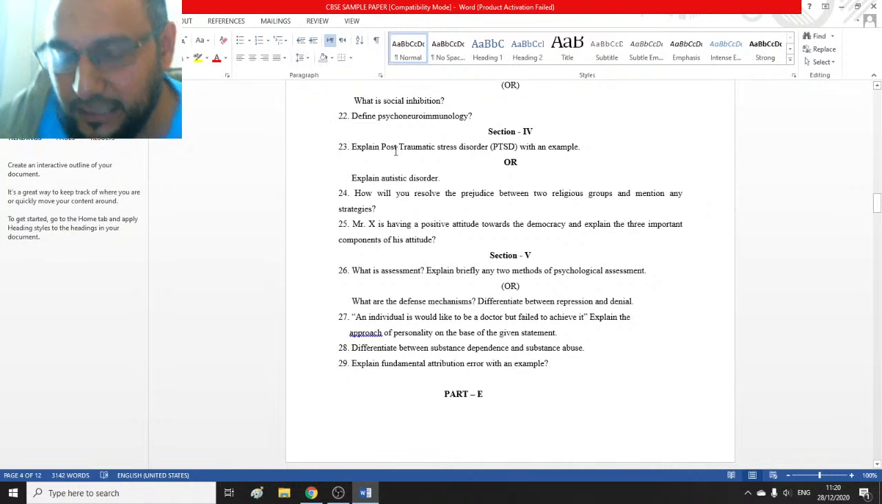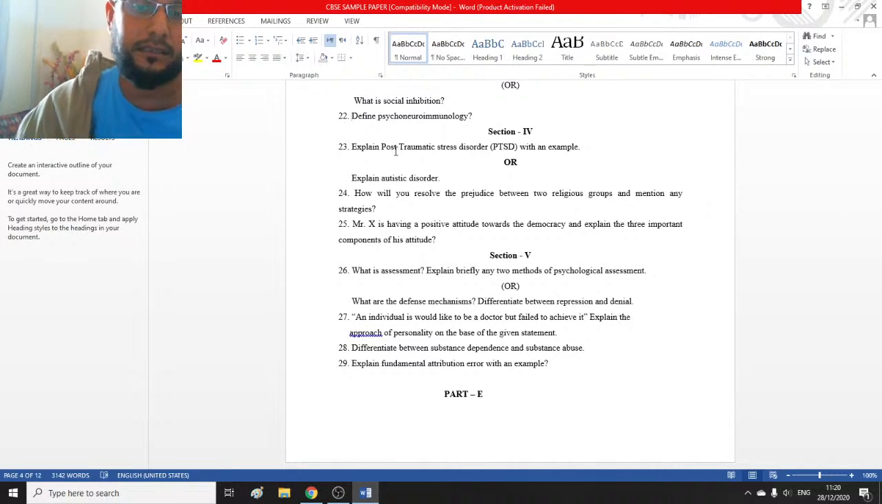PTSD is post-traumatic stress disorder. Whenever an individual is a victim of any natural calamity or man-made disaster and survives it, that time he or she will experience PTSD. PTSD includes various symptoms like nightmares, flashbacks, or recurrent dreams. Feeling of helplessness and hopelessness is the main thing here. With this helplessness and hopelessness, an individual will experience nightmares, recurrent dreams, and flashbacks.